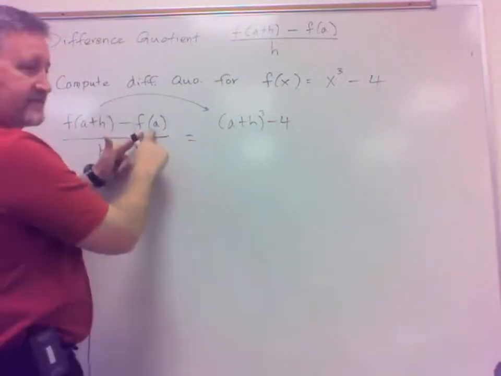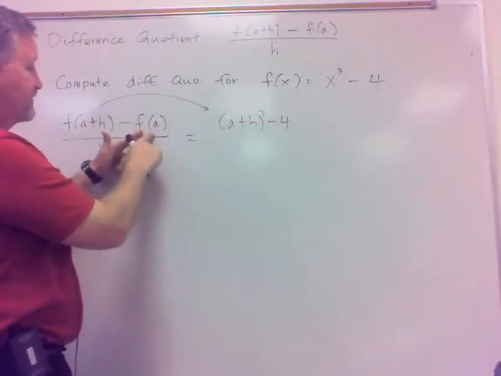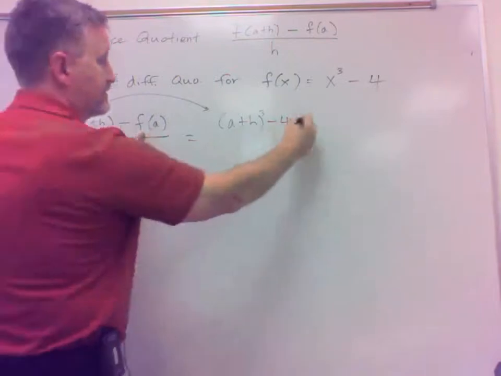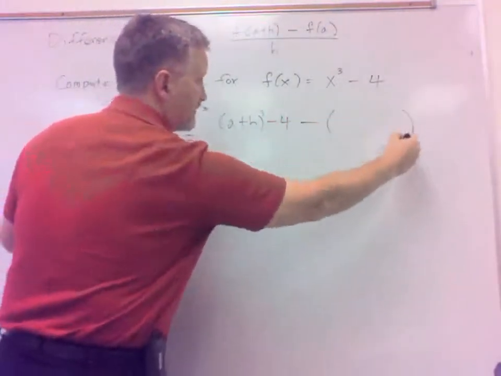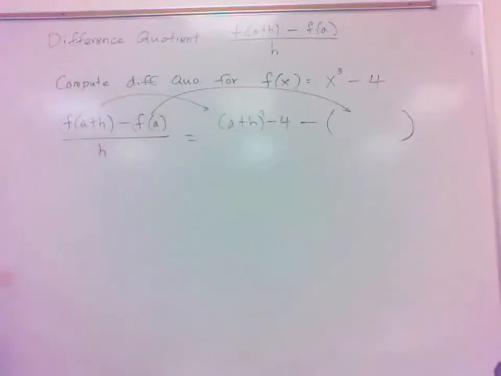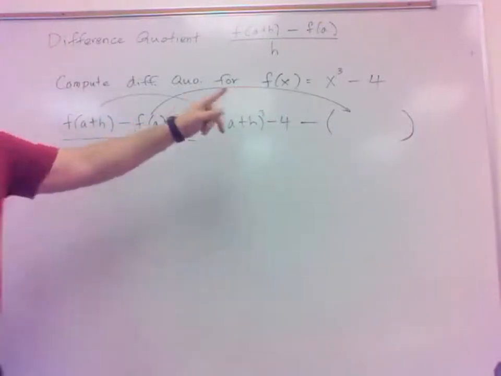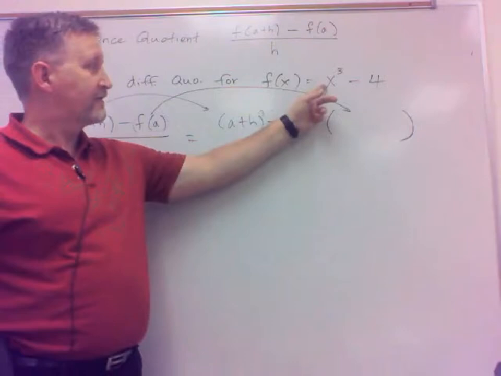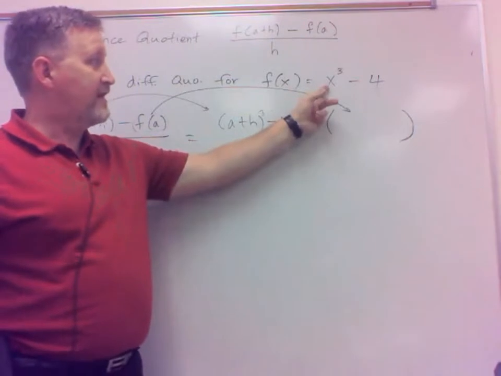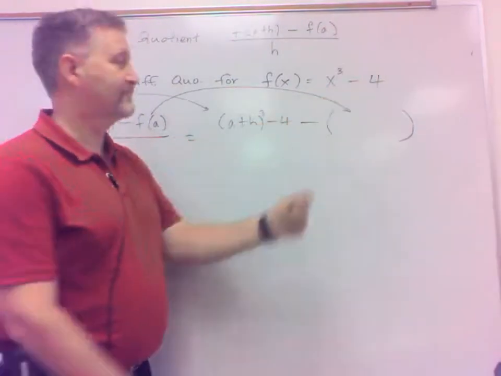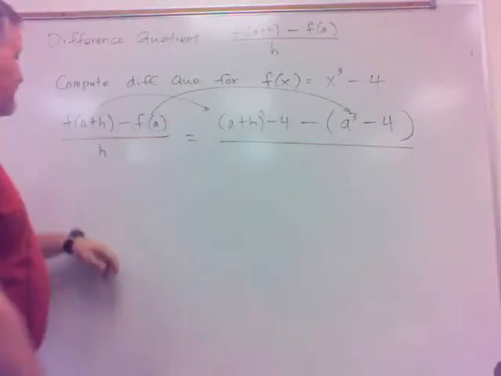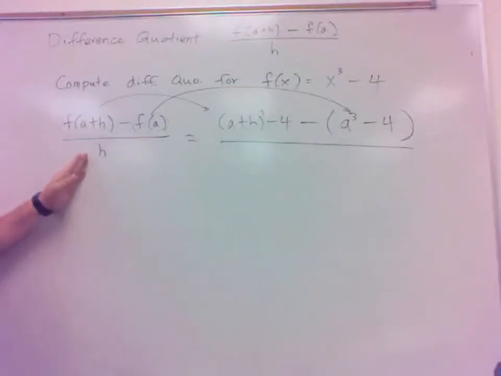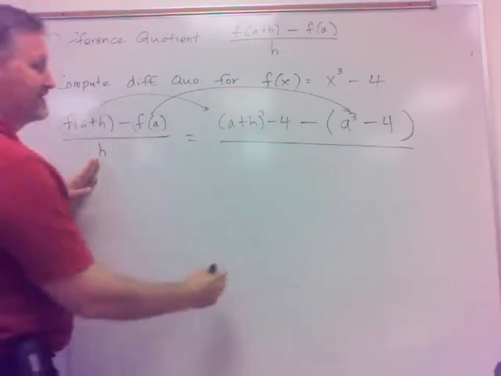Now this piece is a little bit easier than that. What does this piece want us to do? I've got minus then the f of a. f of a is just saying input a for x, so that's going to be a whole lot nicer looking. If I put in an a for x, that's just a cubed minus 4, isn't it? Now the bottom is just h. That's not function notation, that's just a number or letter, a variable. It's h.